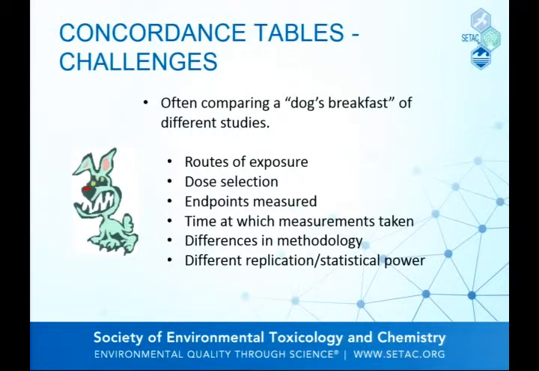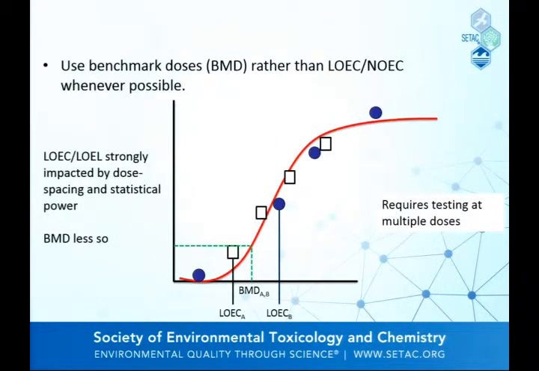So we can take some steps to try and normalize for some of these differences. One of the big ones is dose selection in studies. That's one that we can deal with to some extent. One of the recommendations there is to use benchmark doses and move away from just simple LOEC and NOEC, which take the doses you've selected and ask at which dose you see a statistically significant response. So your determination of the effect level is directly dependent on the doses you selected to begin with.